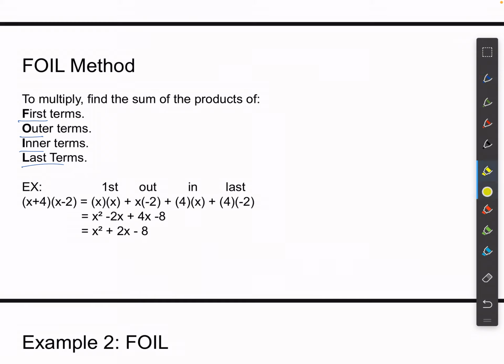So if you take the first terms, that would be like x times x in this example, and then I can change some colors here. So it's the first terms, the yellow ones first, and then the outer ones, which would be marked with red. Those are the outer terms. And then go to the inner terms, which would be in green here, 4 times x. And then the two last terms we'll do in blue, which would be 4 times negative 2, in this case. And this shows you all the work for that, right? And then you simplify it, combine like terms, and you're done with your answer.